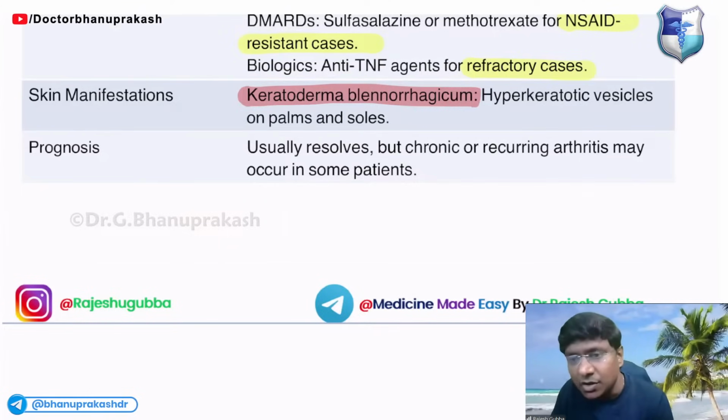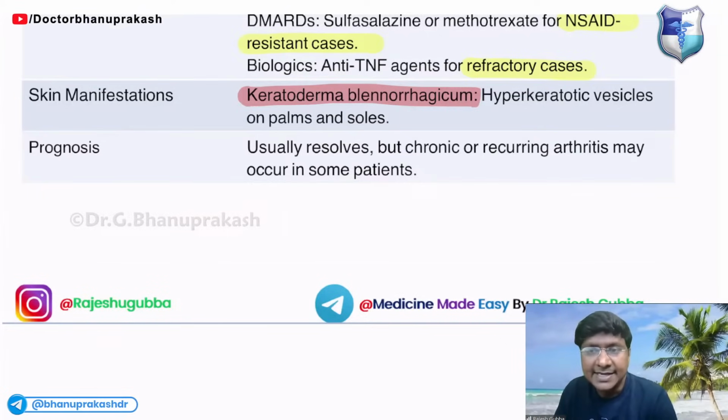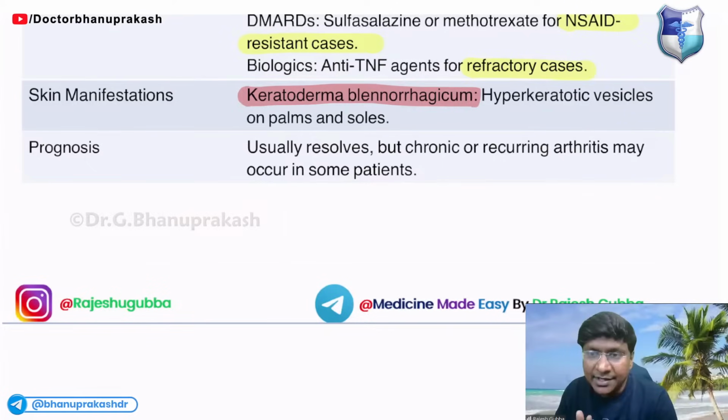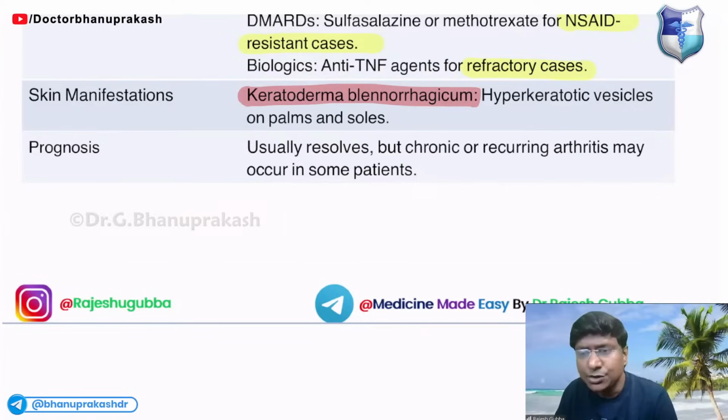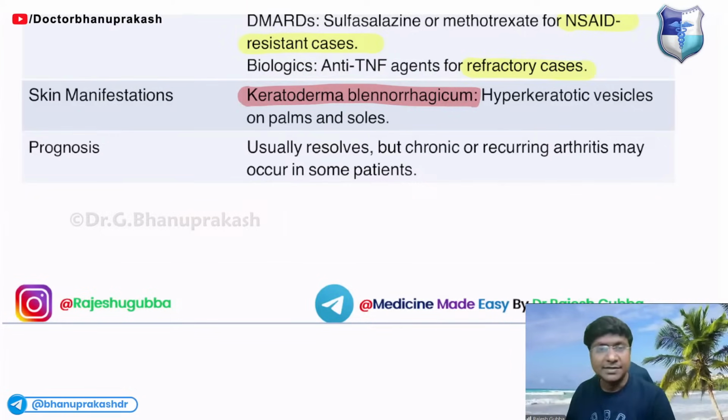And this arthritis is oligoarthritis, and that too asymmetrical oligoarthritis. Skin manifestation: keratoderma blennorrhagica. Diagnosis by culture and HLA-B27 positive. Then the treatment: NSAIDs, and antibiotics should be given. Refractory cases: sulfasalazine and methotrexate. And if not responding, you can give anti-TNF. Prognosis usually resolves, good prognosis. So that is about Reiter's or reactive arthritis.